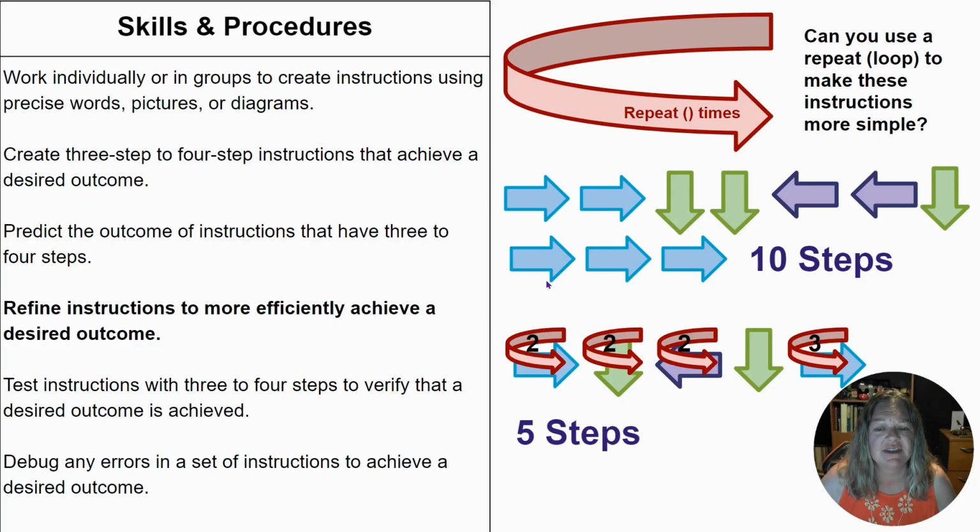Well, yeah, could we just say do that 3 times? And then we can compare. Look at this. This is 10 steps, and this is now only 5 different instructions. So we've cut it in half just by being more efficient in our instructions. And we can do this with these arrows. We can do this with other things too.